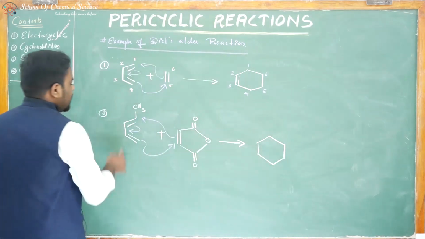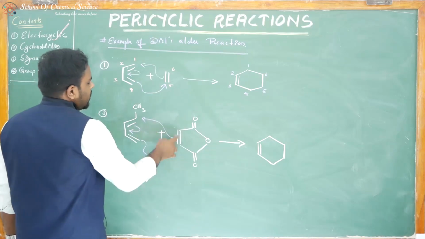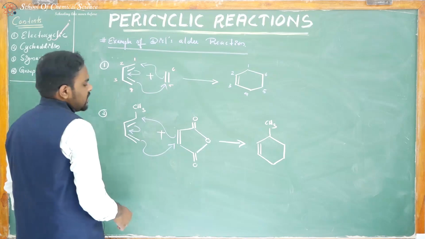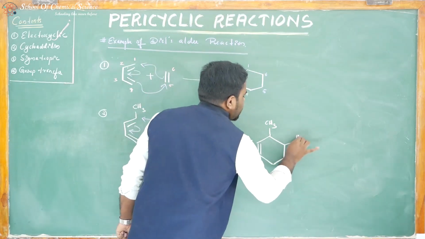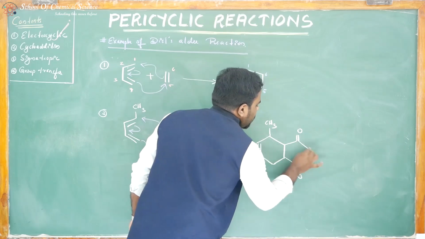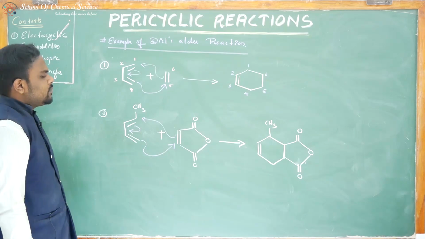A 6-membered ring, with a pi bond between these carbons. Here a CH3 substituent is present. The remaining portion of the dienophile, double bond O, double bond O, that is the product. Okay, that is the product.